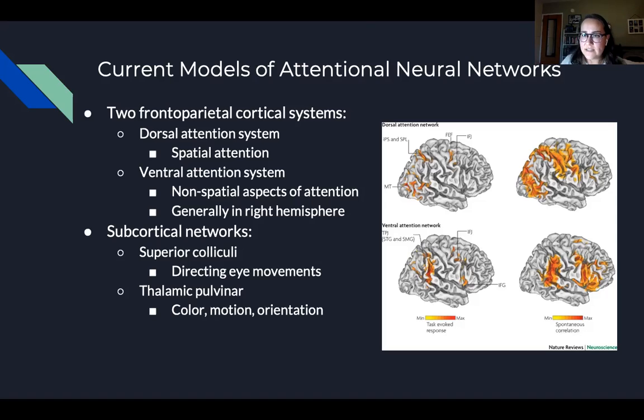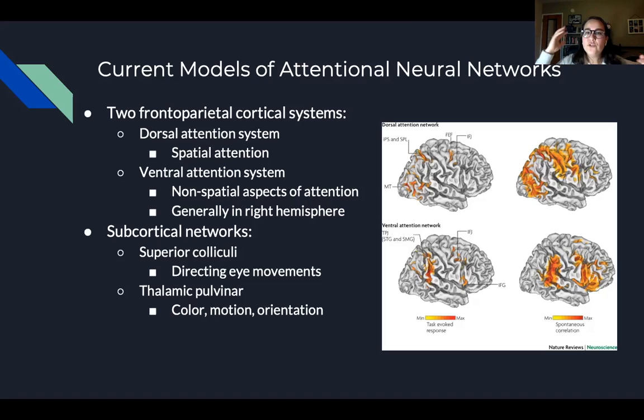Again, this is a lot more cognitive neuroscience-y. So I'm just going to really try to hit the highlights and not get us too bogged down in the particulars of what's going on in the brain, but just to try to give you a general overview. And so current models of attentional control suggest that there are these two separate frontal parietal, which is just a fancy word for involving the frontal lobes and the parietal lobes. Shocking, I know.